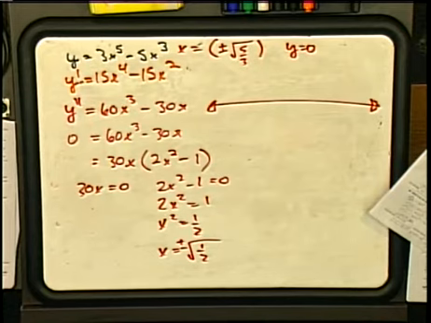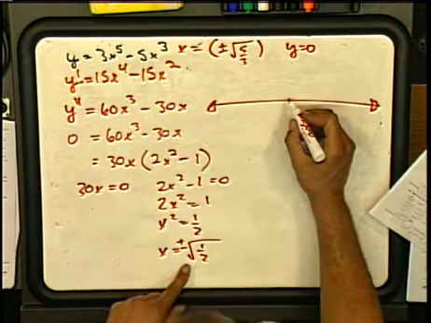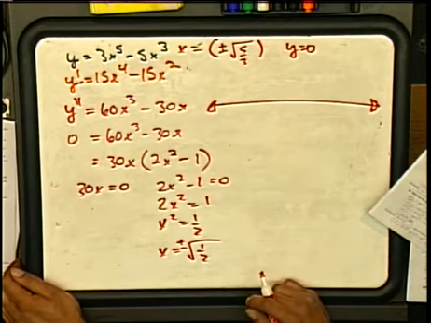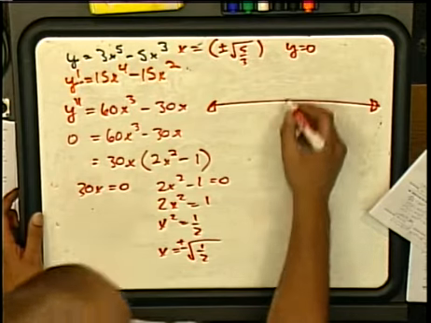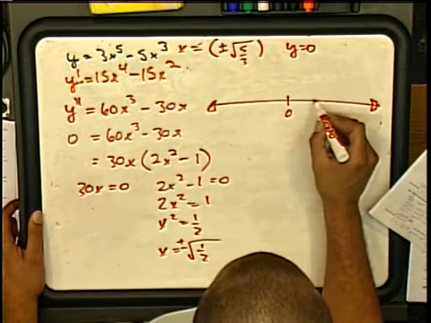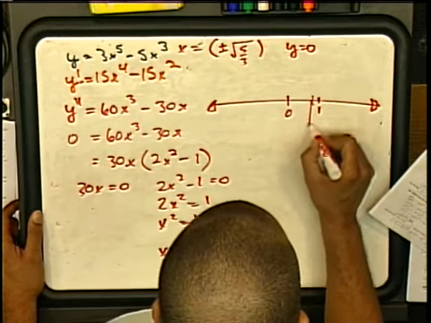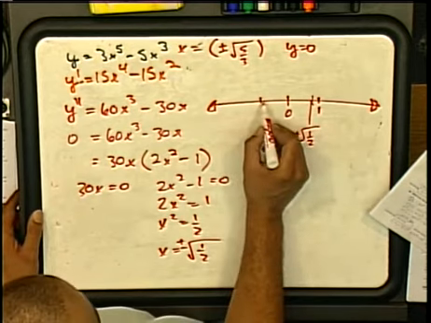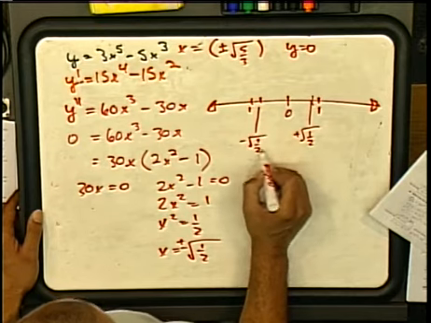Okay. Number line for concavity is plus or minus square root of 1/2, which is around 0.7. So about right here, let's say that's 1. That's plus square root of 1/2. And say this is 1, this would be minus square root of 1/2.